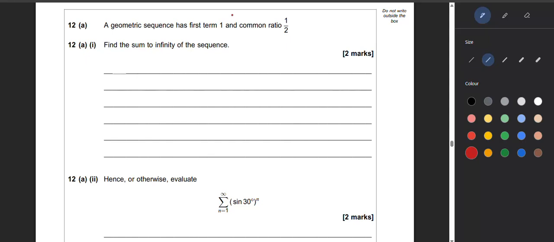So I'm now going through question 12 of the AQA June 2022 paper. It says a geometric sequence has a first term of 1 and a common ratio of a half. Find the sum to infinity of the sequence. So let's have a go at that.